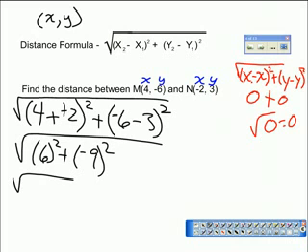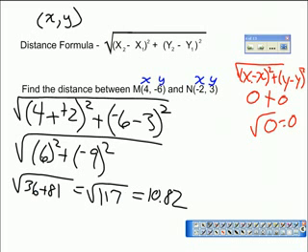So I square them next. 6 squared is 36. Negative 9 squared is 81. Add those two together. Square root of 117, which you're going to have to figure now. You will get decimals. That's okay. Not a big deal. Square root of 117 is 10.82. So the distance from this coordinate to this one is 10.82 units.